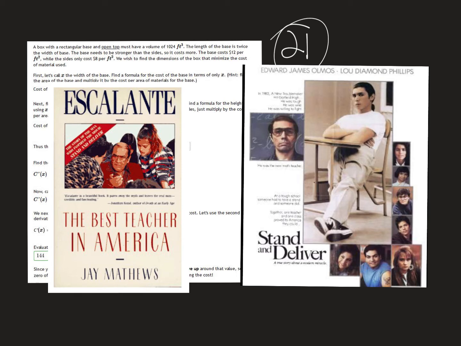This is number 21. And before I get into it, in case you're interested, if you get some time and feel like reading about math and teaching and people overcoming obstacles, Jaime Escalante was a Bolivian math teacher who came to the States and started teaching here. I'm really making a short story. Jay Matthews is a reporter for the Washington Post, and he wrote a book about him, which got made into a movie that came out in '88. Good movie. If you don't have time to read the book, watch the movie.